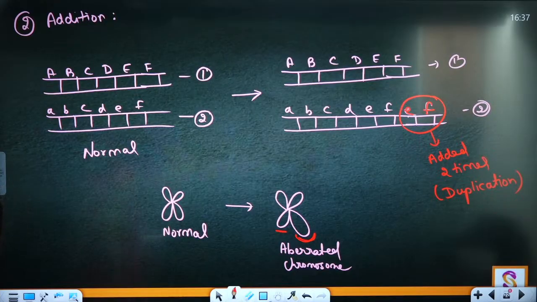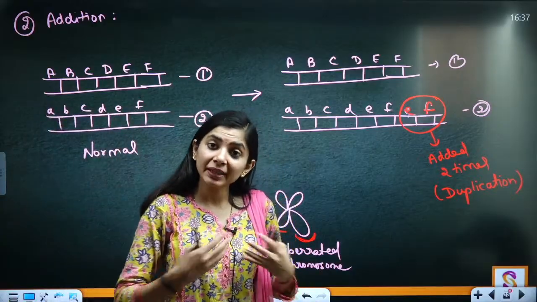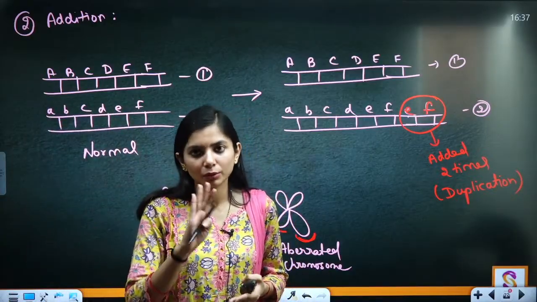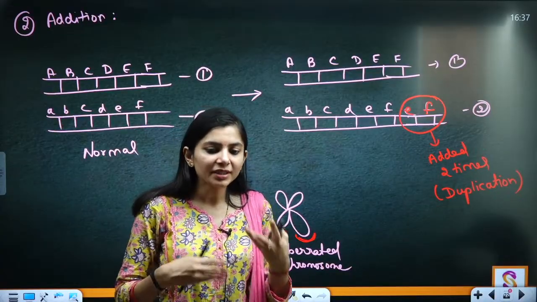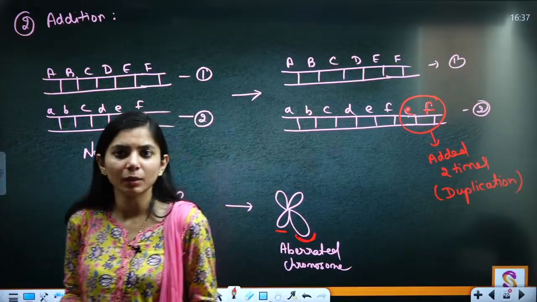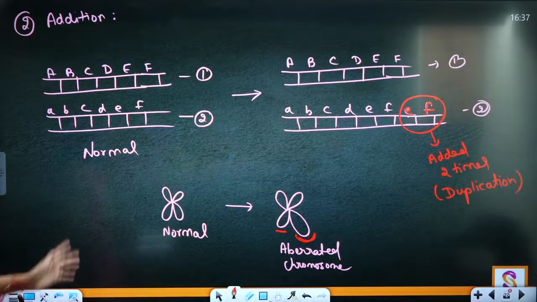Navya is asking, ma'am, if deletion occurs, is there any chance to delete the whole strand of one side? No, not at all. There is no chance that the complete strand is going to be missed out. Why? Because there is a strong bond. Quite possible one strand or two strands may be missed out, but a complete strand cannot be missed out.